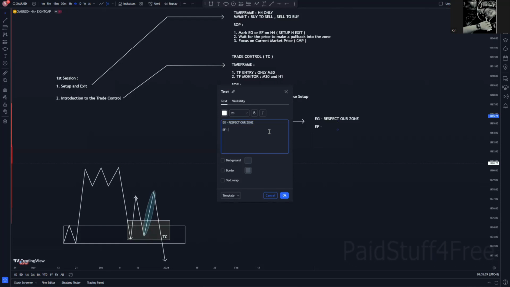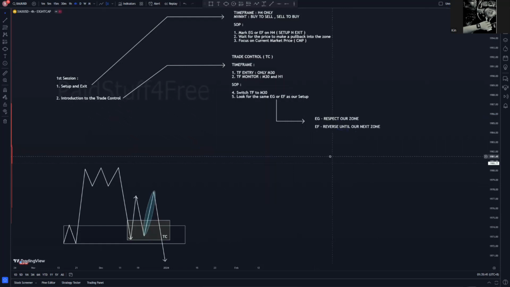When the price created an engulfing fail at the current market price, it shows us that the price is going to reverse until our next zone, which is going to be our exit zone, right? So for an example, the price made a pullback, something like this.